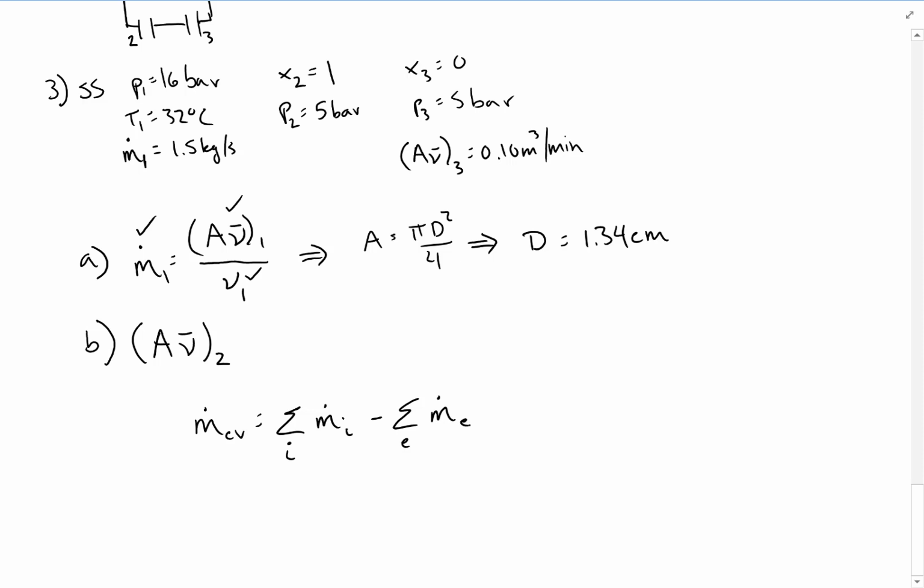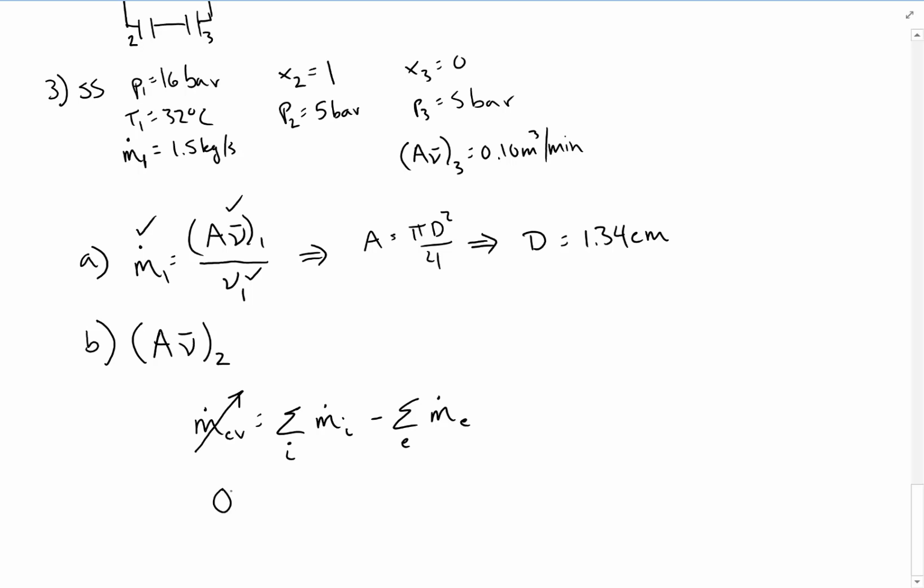We know that we're in steady state. If you remember, steady state means no change with time. No change with time means no accumulation is allowed. And if no accumulation is allowed, then m dot CV has to be 0, because that was the accumulation term. That was the difference between what went in and what went out. So if you had more going in than going out, then you'd be accumulating. Accumulating is not allowed in steady state, so that's got to be equal to 0.